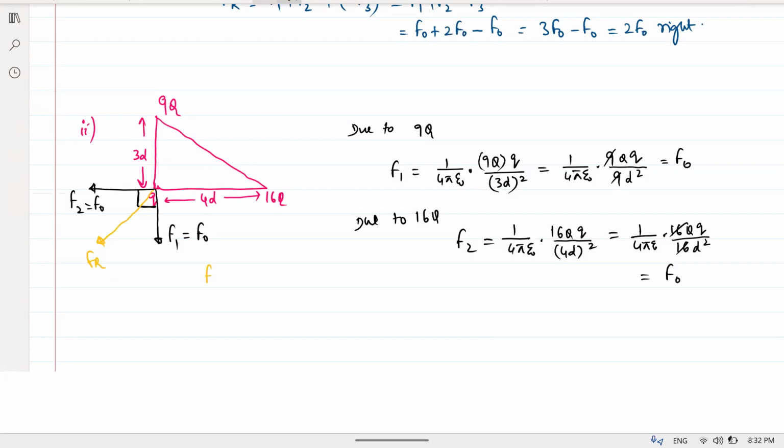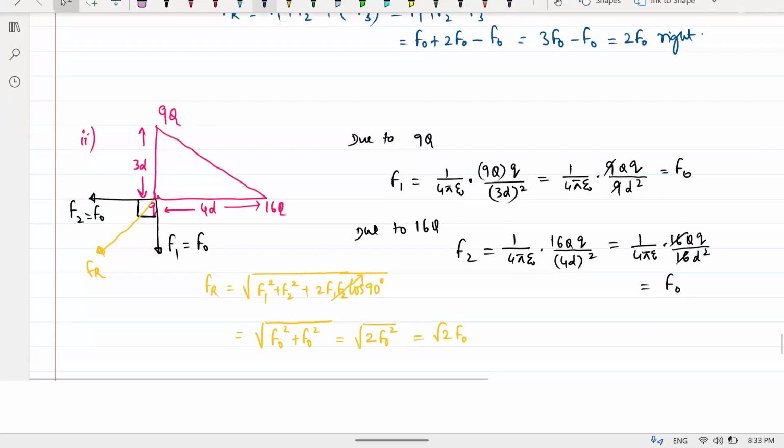Now tell me, the parallelogram law formula: FR is equal to under root of F1 square plus F2 square plus 2 F1 F2 cos 90. Cos 90 is 0, so this whole term is 0. That is equal to under root of F1, which is F naught, square plus F2, which is also F naught, square. So this will be under root of 2 times F naught square. So it will be root 2 into F naught. Clear?